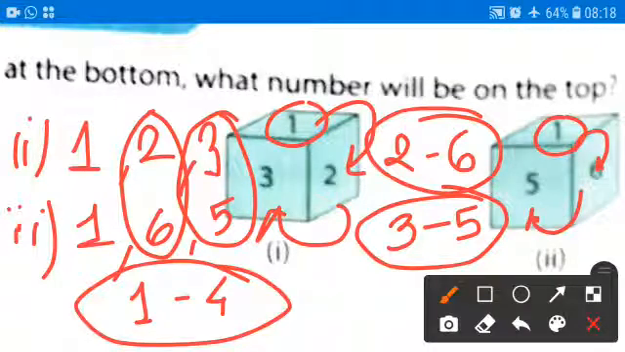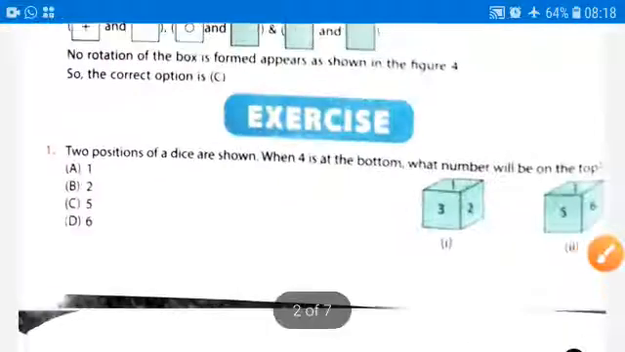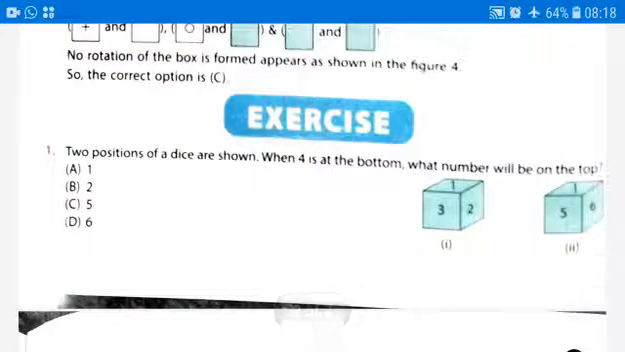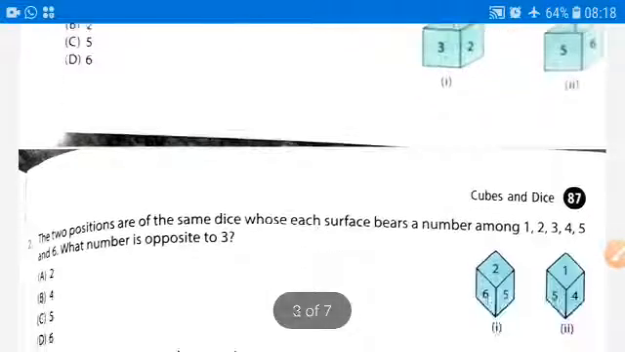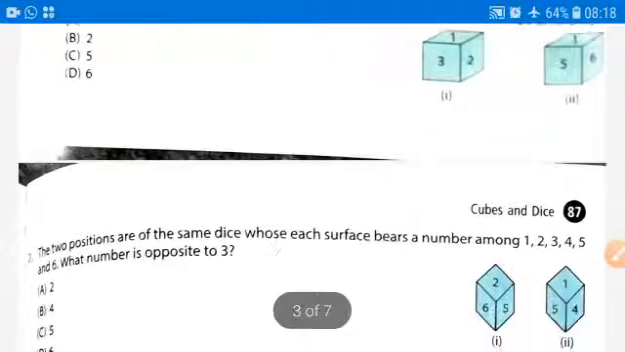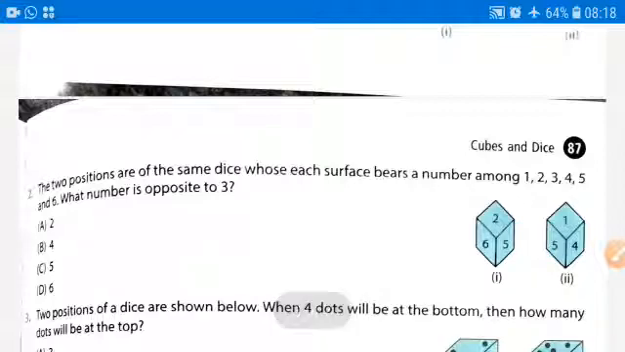So what is the question? What is the opposite face of 4? It is 1. So the answer will be option A, that is 1. Understood? This is the method we have to follow when we get one common face. If we get two common faces, we have a different method.